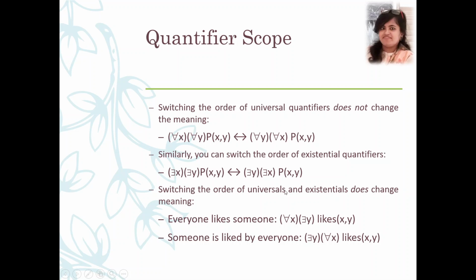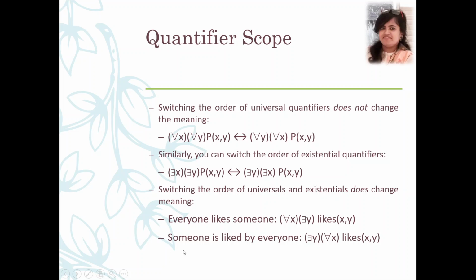Switching the order of universals and existentials does change meaning. Everyone likes someone. So everyone, suppose, is represented by x, so that is for all x. Someone, suppose, is going to be represented by y. So for some y, that is not all, but for some, that is existential quantification, then likes(x, y). So that is, everyone likes someone.